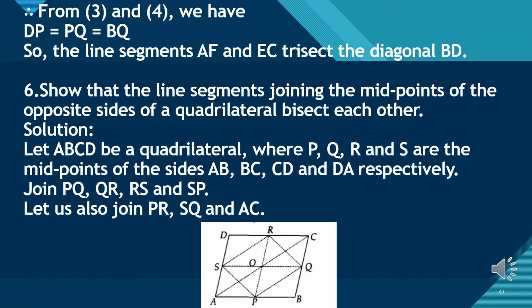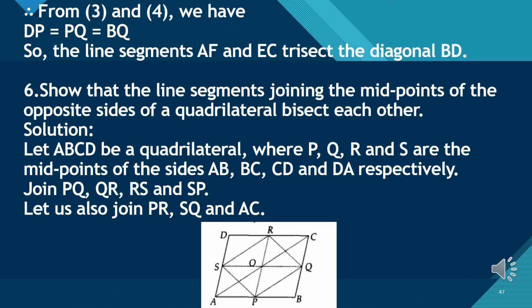In part 2, in triangle ABC, P is the midpoint of AB and Q is the midpoint of BC. PQ equals half of AC and PQ is parallel to AC. Equation number 2, by the midpoint theorem. From 1 and 2 we get PQ equals half of AC. Therefore PQ is parallel to AC and AC is parallel to SR.